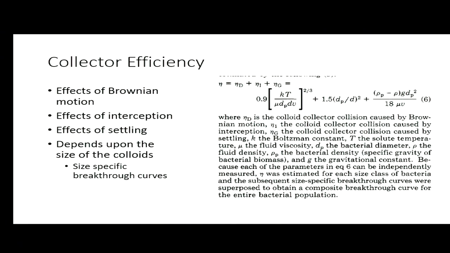So the size of the particle matters. Instead of plotting one breakthrough curve like we did for our dissolved solids, now we plot multiple breakthrough curves, okay, one for each size. Remember, the viruses were of one size, the bacteria were of one size, even bacteria had a range of sizes that they can be, so not all bacteria will move at the same speed, and not all bacteria will be collected with the same type of efficiency, right?